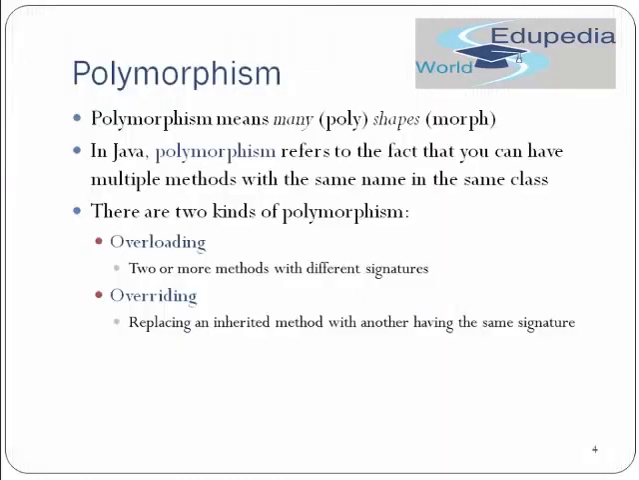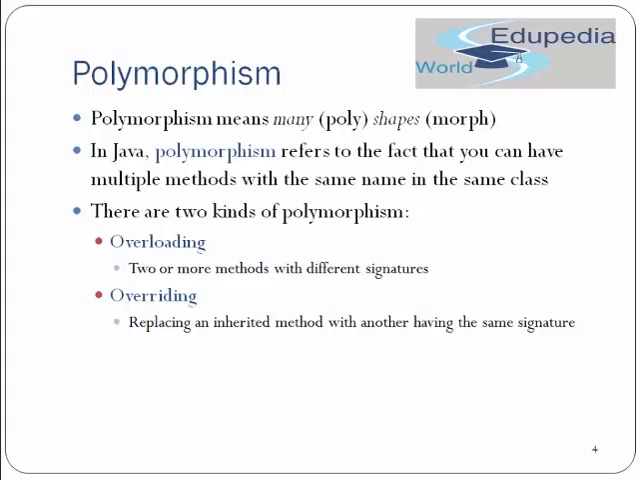So polymorphism means many and morph means shape. So poly means many and morph means shape. That's why it is called the ability to take many shapes or many forms. Basically, in Java, polymorphism refers to the fact that you can have multiple methods with the same name in the same class. And there are two kinds of polymorphism in Java: one is overloading and the other is overriding.